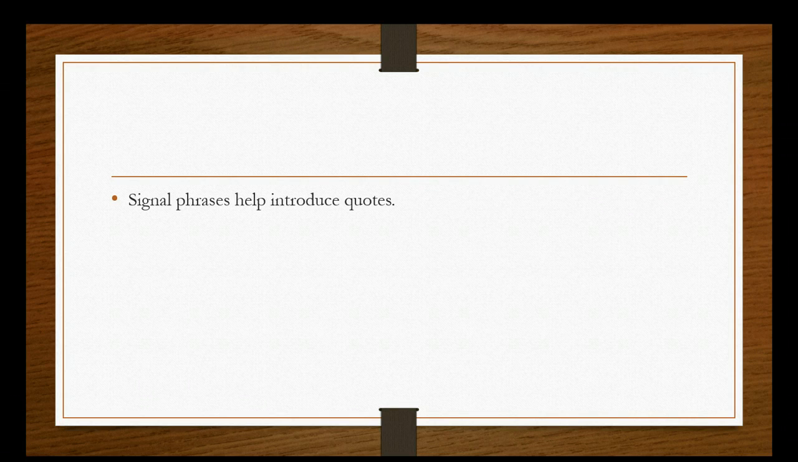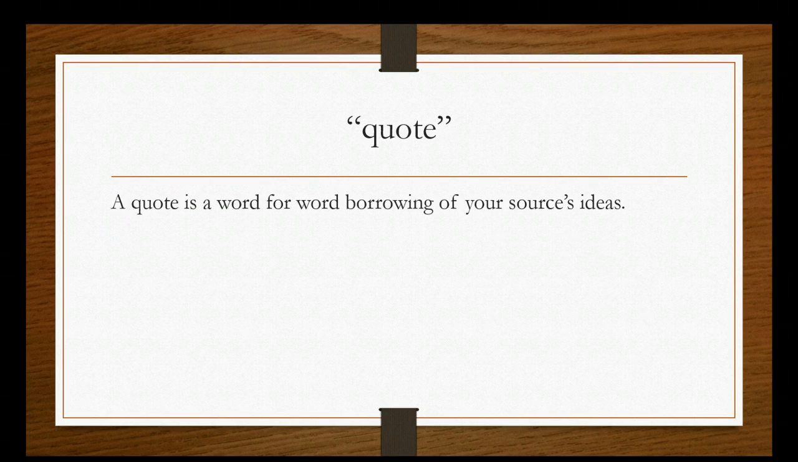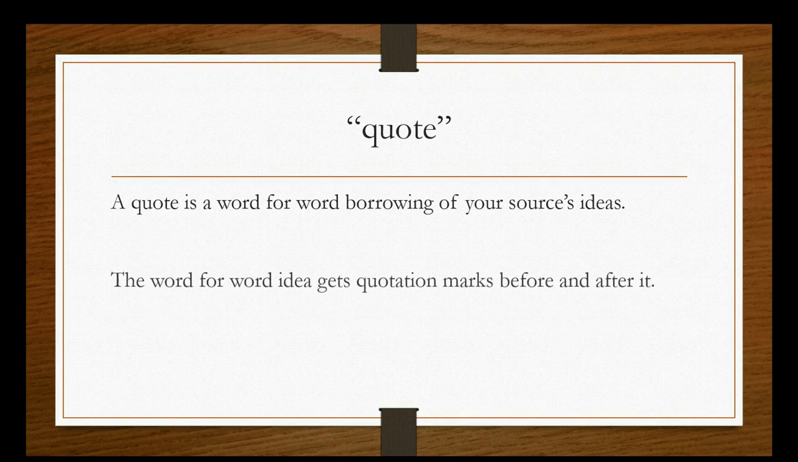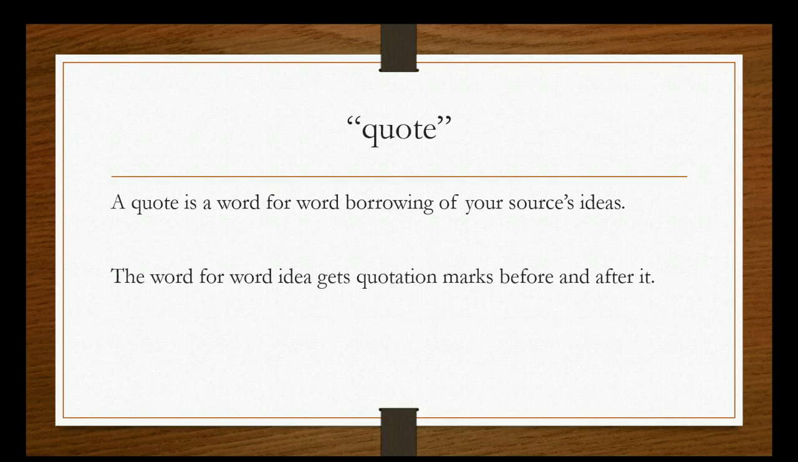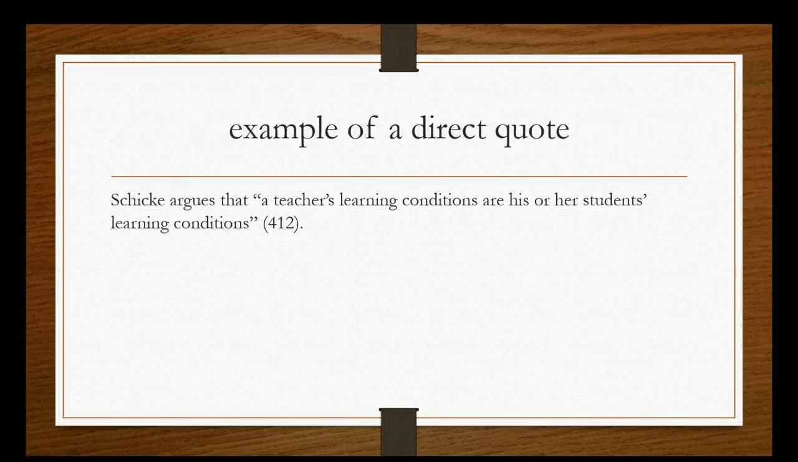Signal phrases help us introduce quotes. So what is a quote anyways? A quote is a word-for-word borrowing of your source's ideas. It gets quotation marks before and after it. There's an example of a direct quote. Took that right out of the text. That's what a direct quote looks like.